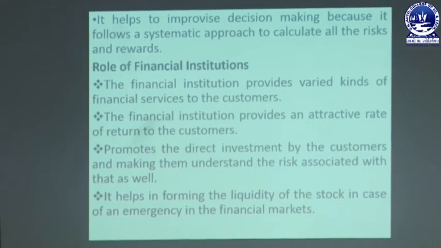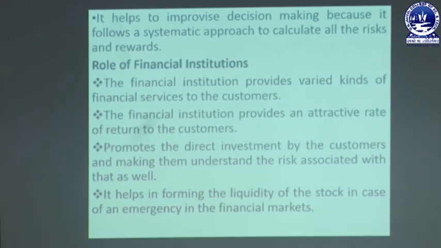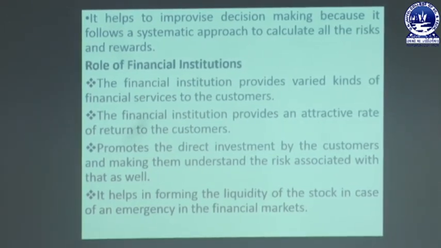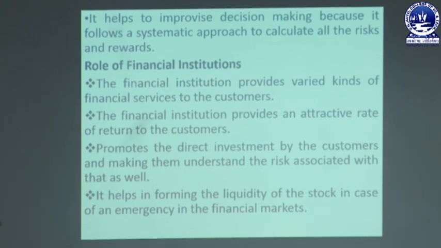The last characteristic: it helps to improve decision making because it follows a systematic approach to calculate all the risks and rewards. So the risk-return relationship and all types of related information are also provided by the financial institution to the investor. If an investor invests their money in a particular area, how much risk is involved in that area and what return benefit comes from it, the financial institution provides all types of information to the investor regarding their investment.